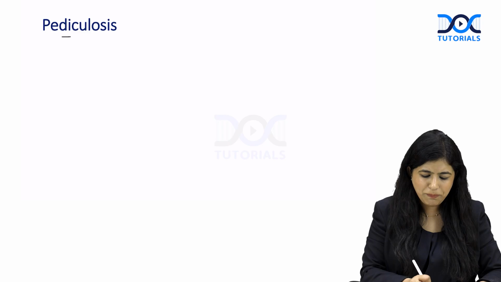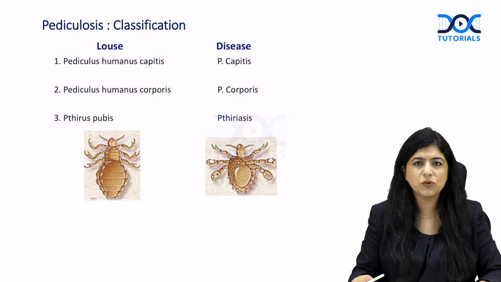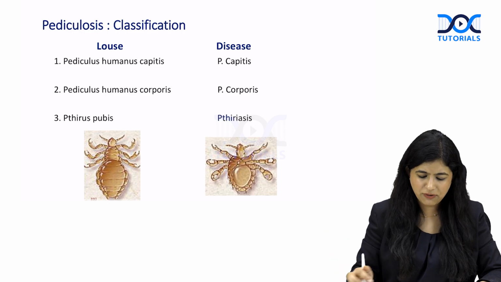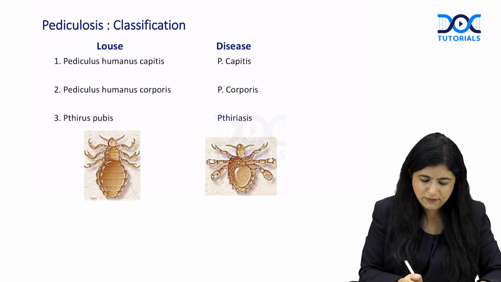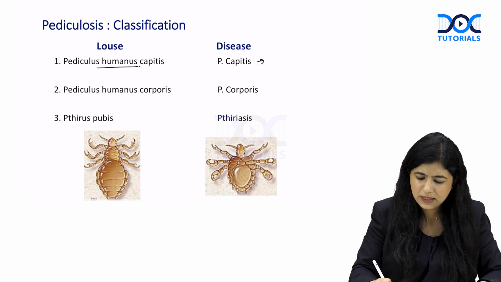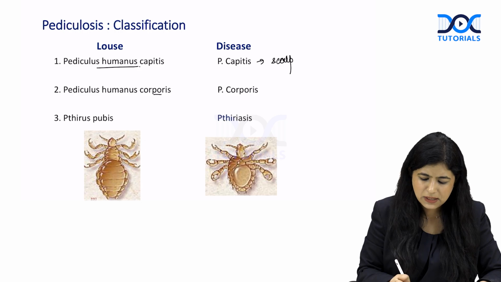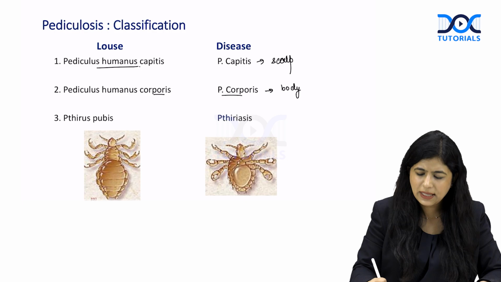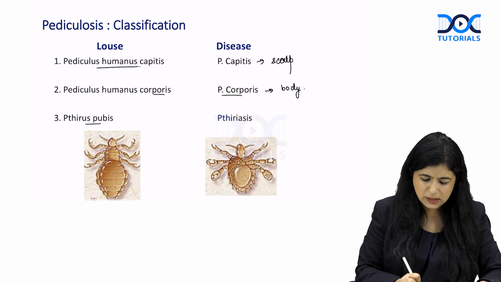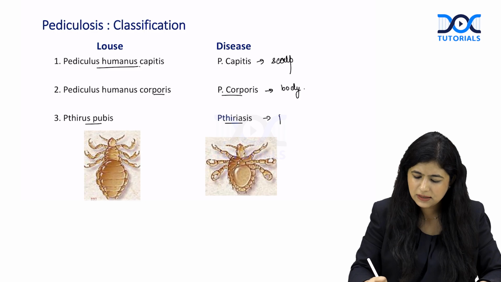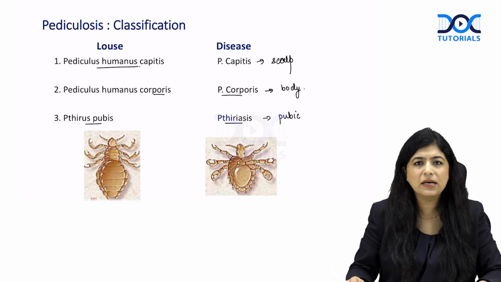So next we come to pediculosis, which happens due to the louse. There are 3 different types of louse which cause 3 different infections. The first we have is Pediculus humanus capitis, which causes pediculosis capitis, infection of the scalp. Then Pediculus humanus corporis causes pediculosis corporis, which involves the body. And then we have Phthirus pubis that causes phthiriasis. The term pubis here tells us this is infection of the pubic area.